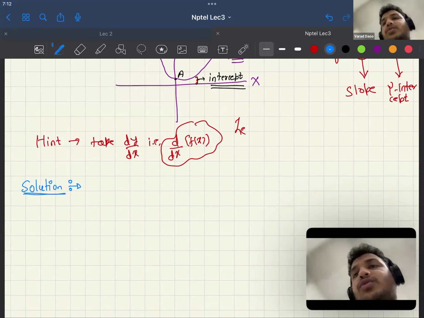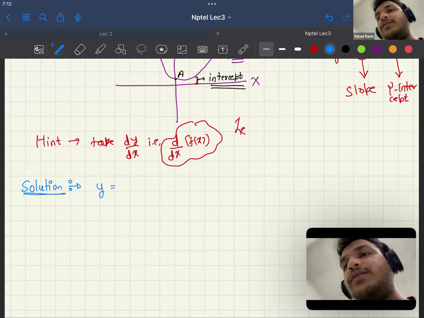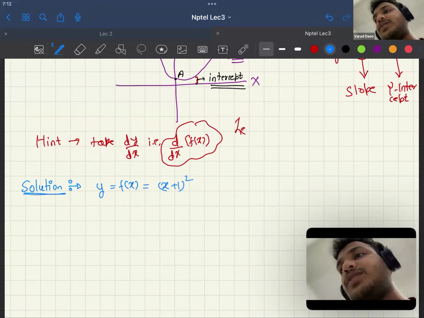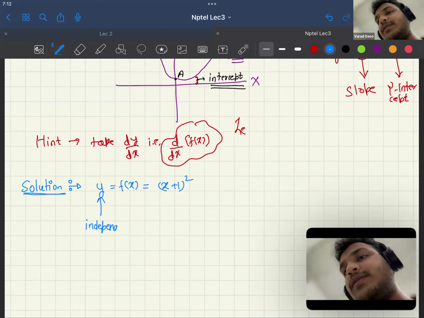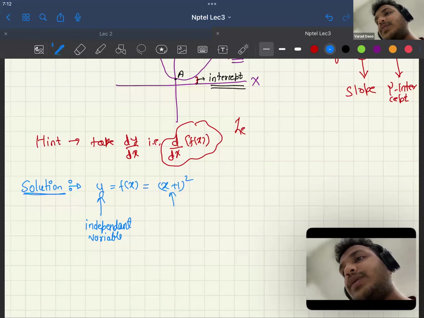So what we are given is y, which is a function of x, and this is (x plus 1) whole square. Now what is this? This is an independent variable, right? Independent variable, and this y is the dependent variable.